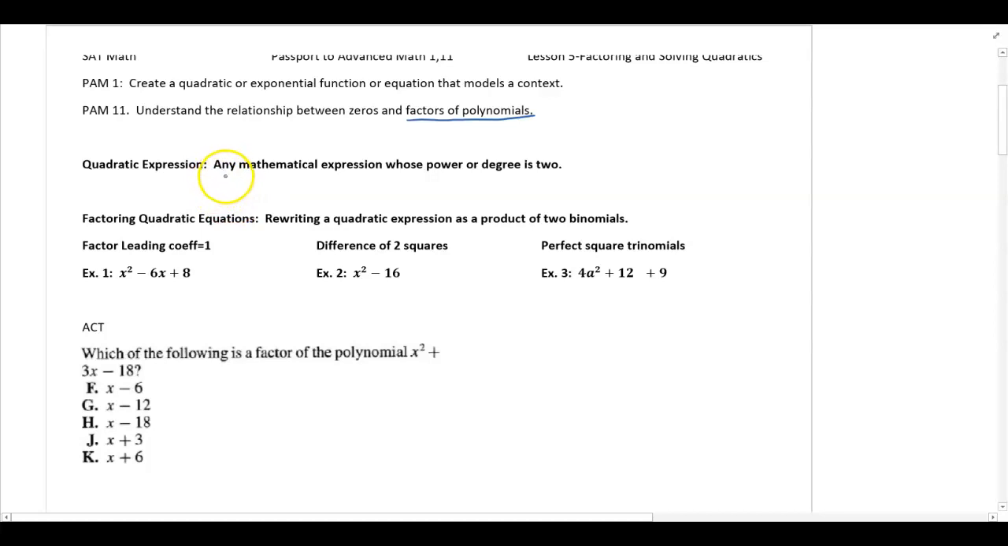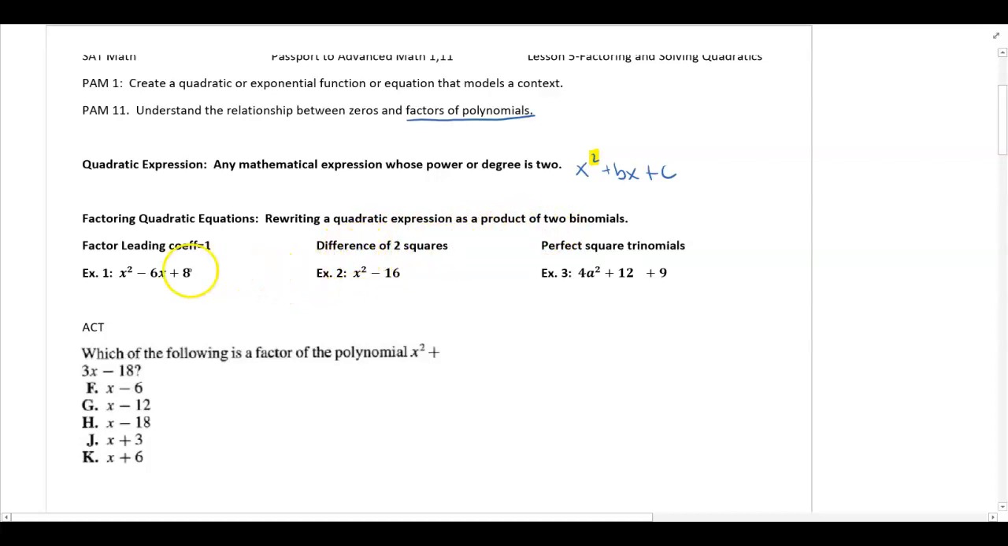Okay. Now, first, what's a quadratic expression? Well, this is any mathematical expression whose power or degree is 2. So basically, if we have x squared plus bx plus c, where b and c are numbers. So the highest exponent in the expression and later on in the equation is 2. Now, when we factor quadratic equations or expressions, we're basically rewriting a quadratic expression as a product of two binomials.